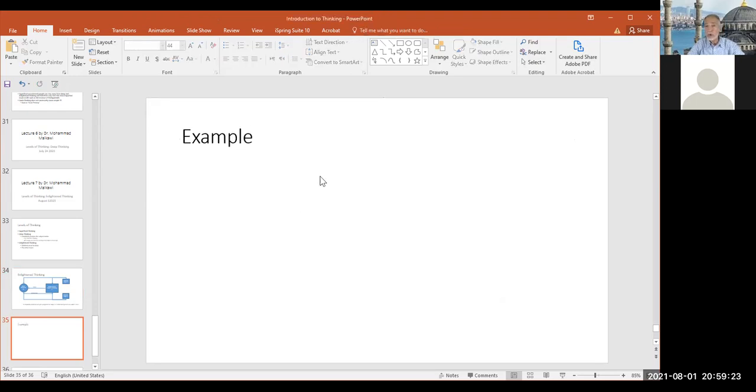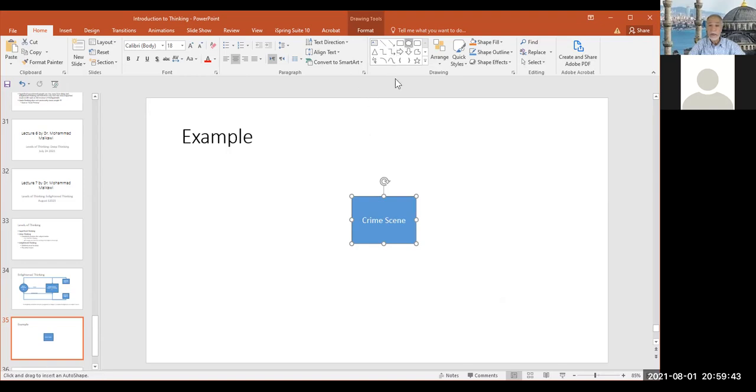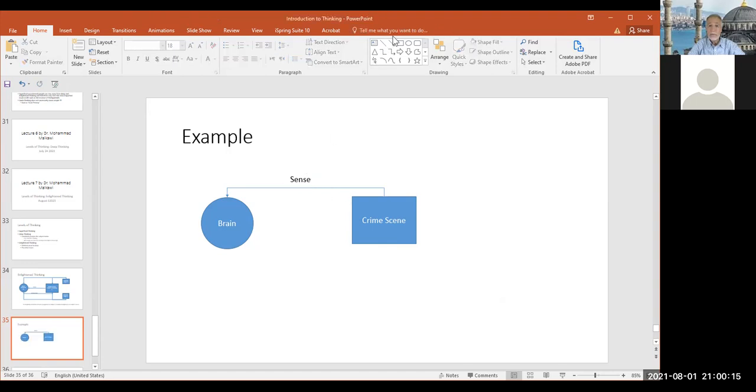The example which I usually give is, I call it a crime scene. Police people want to investigate a crime scene. Now the crime scene, and here again, this is my brain that needs to think. The crime scene usually has many issues. One of them is, of course, as we said, the sense. So I see, and the info.